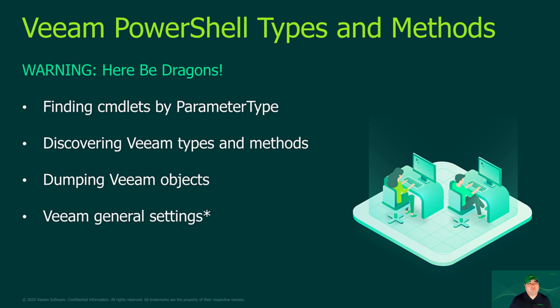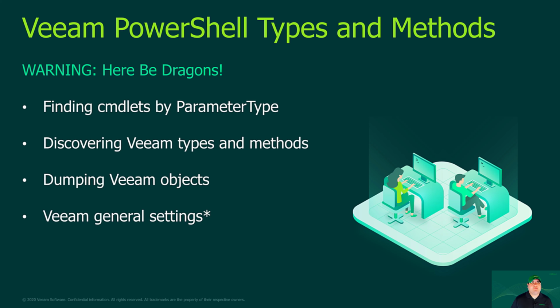And the warning that I've got for everybody here, just a funny haha, here be dragons, right? This is where we're going to start getting off a little bit more into the undocumented methods that are available to us in Veeam that are very performant, but are, again, undocumented, and they're not the native, easy-to-use PowerShell commandlets, right? So we're going to start discussing finding commandlets by parameter type.